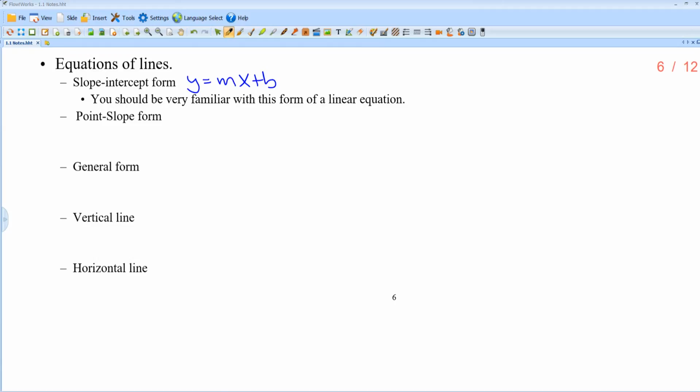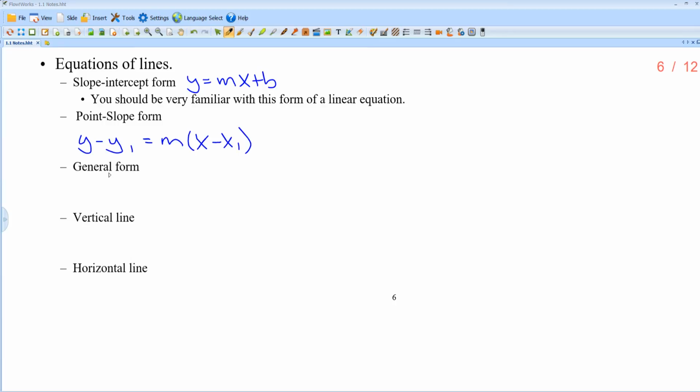Point-slope form, that one you may have seen in Algebra 1. That one is going to be y minus y1 equals m times x minus x1. And again, these variables mean the same thing. So (x1, y1) is a point, m is a slope, and x and y are really just going to stay as x and y.